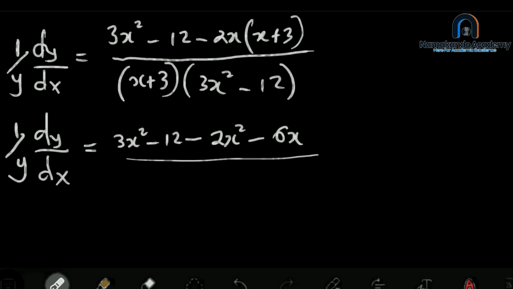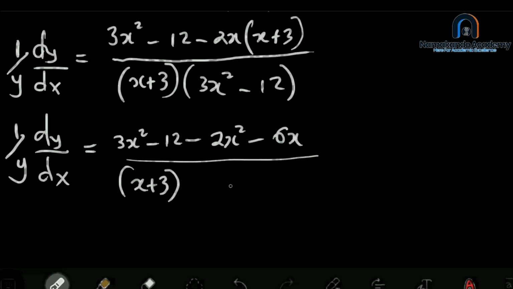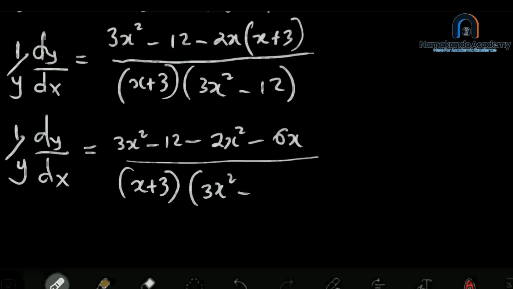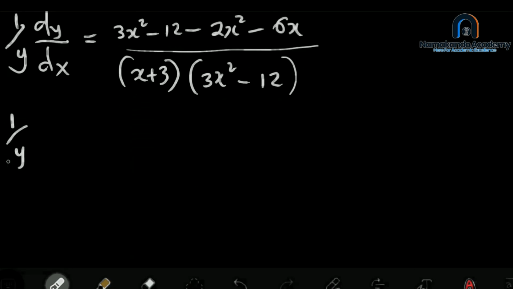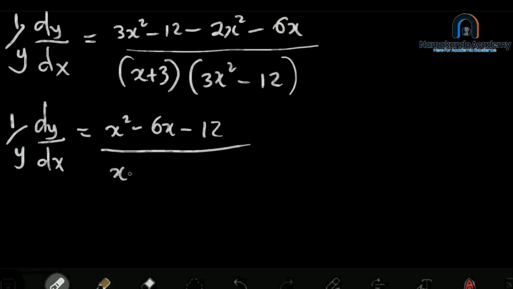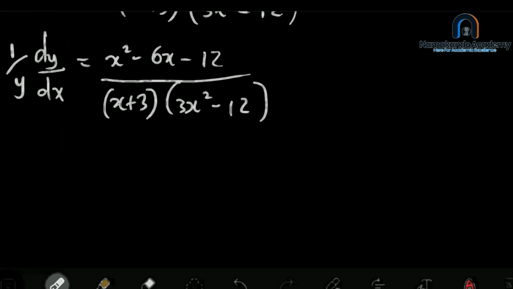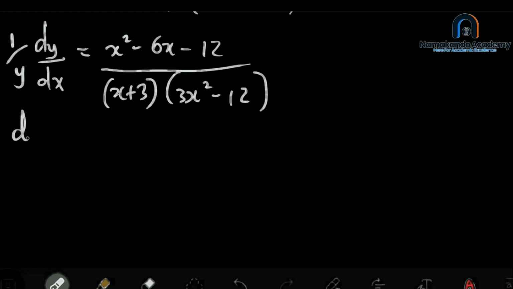Then we divide with x plus 3 times 3x squared minus 12 inside brackets. So we now have 1 over y dy/dx equal to, now 3x squared minus 2x squared will give us x squared, then minus 6x minus 12. Then we divide this by x plus 3 times 3x squared minus 12, which is our common denominator. We close. From here, we'll make dy/dx the subject of the formula.